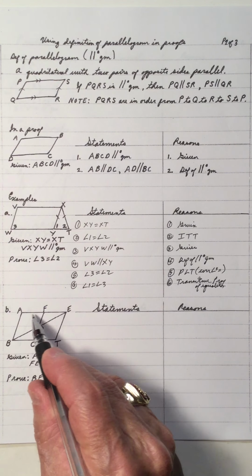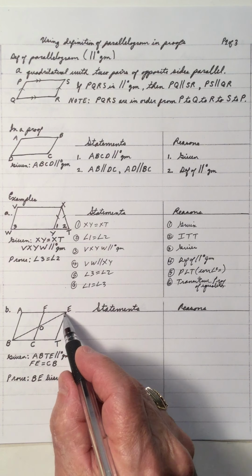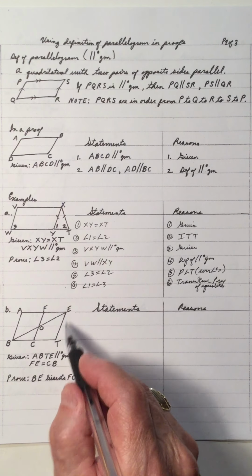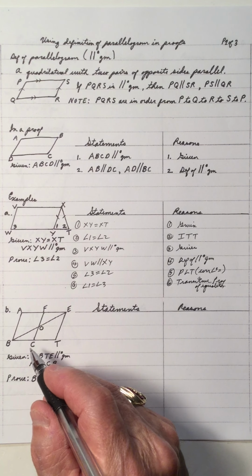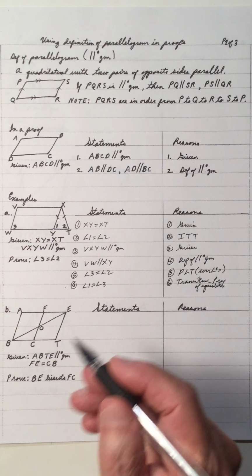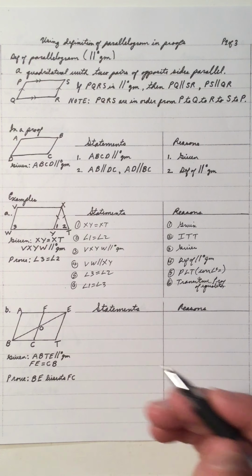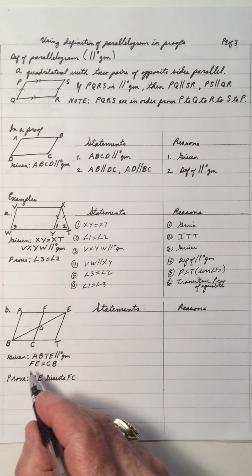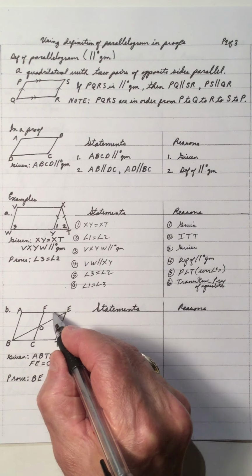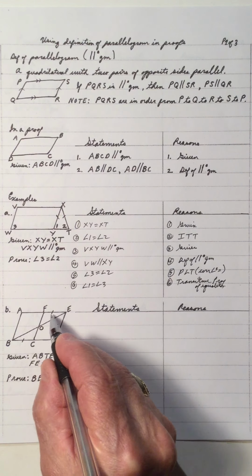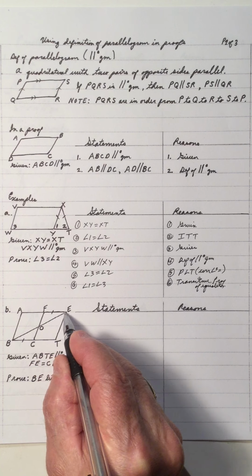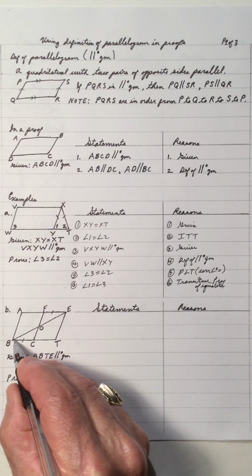ABTE is a parallelogram. And because we have a parallelogram, I know we have opposite sides parallel. We're going to have probably parallel lines. We're going to have equal angles needed in a proof. We also are given that FE is equal to CB. So FE, this right here, is equal to CB.